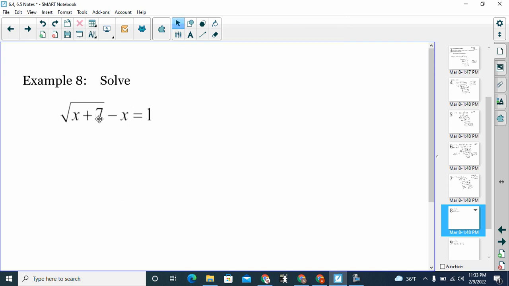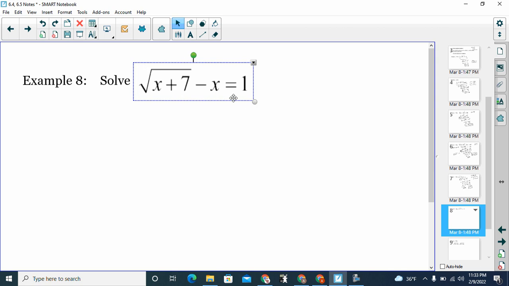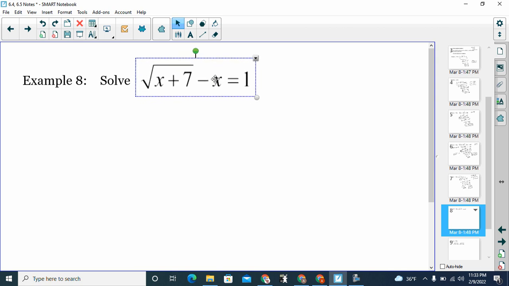One more like this. Wouldn't be a bad idea to pause the video, try this one on your own. Make sure you can do one like this. And then once you think you've got it, you can start the video back up and check your solution.